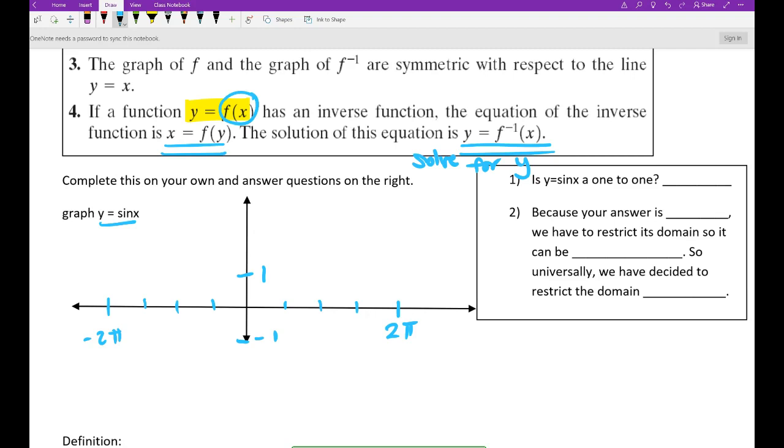Don't forget to go left as well, okay? Go left 2 pi as well, please.